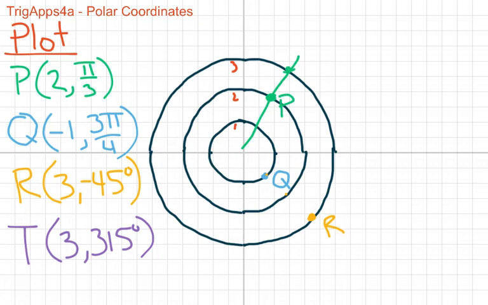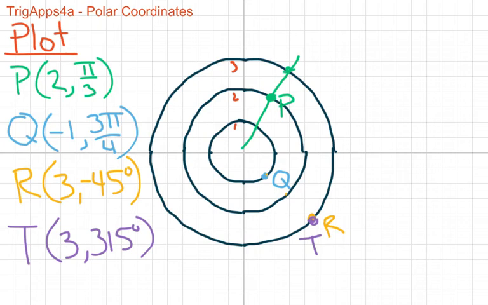And then finally, in purple, 315 degrees. Let's count. Okay. 45, 90, 180, 270, plus another 45 is 315. Hey, wait a second. That's the same as R. So that's also T. So the last point just proves the fact that we could have multiple coordinates for the same point.